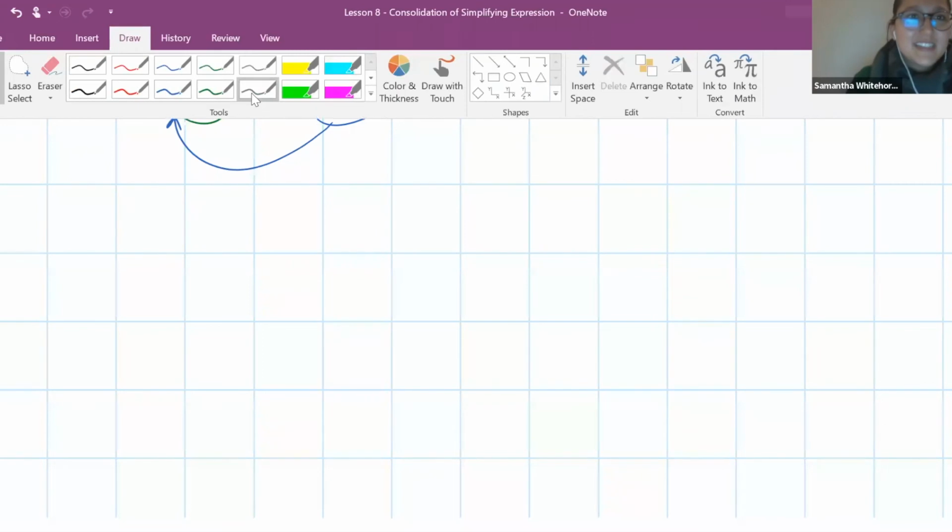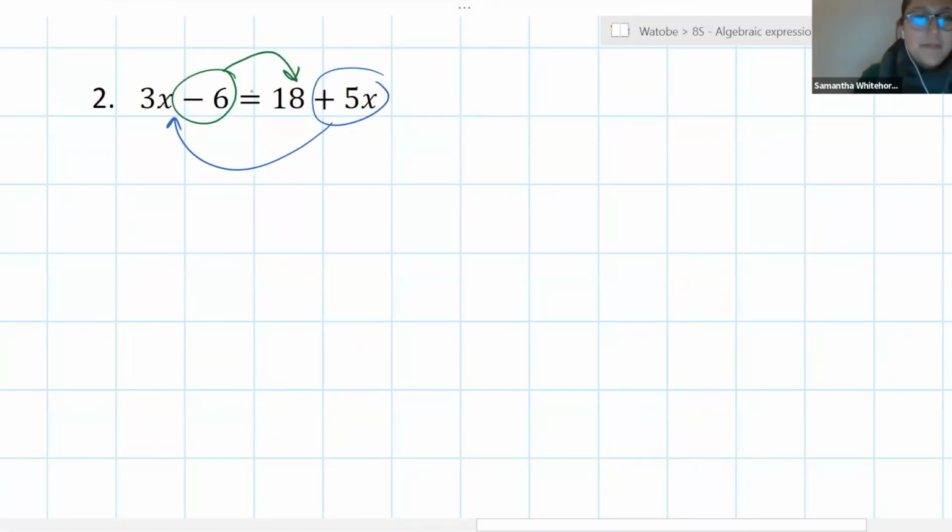Let's hear it. So we're going to move the 5x to the 3x. So we're going to move it to the left-hand side, which makes it a minus. So it's going to be 5x minus 3x is equal to 18 plus 6x, because we move the 6 to the right-hand side. Yes, good. So 5x minus 3x is equal to 2x.